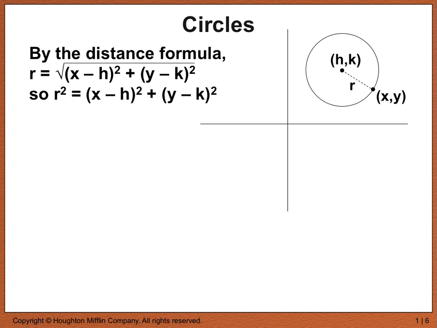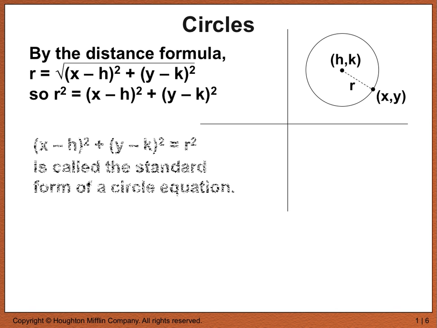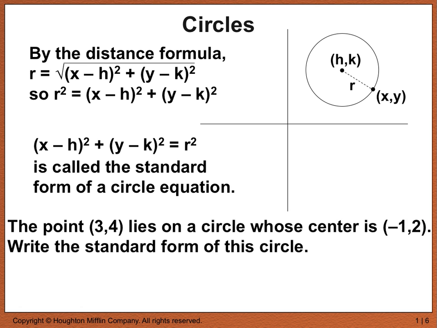That makes a lot of sense because this is my x and my y, and the h and k are the x and y coordinates of the center. So all we've done here is briefly prove the standard form of a circle, kind of like how we proved the standard forms of conics in chapter 10. (x minus h) squared plus (y minus k) squared equals r squared is called the standard form of a circle equation.